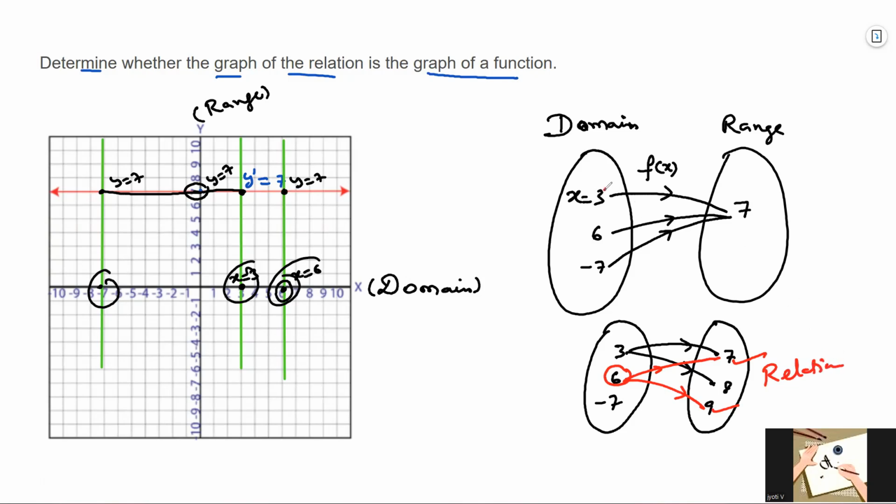But in this case, for a particular input, there is a distinct output, one output. That means for 6, the output is 7. For negative 7, it is 7. That means inputs have common output. That is okay for a function. So this is a function. And this is called a linear function, the graph of which you are seeing here. Linear function. Why? Because it's a straight line. Equation of a line, linear.